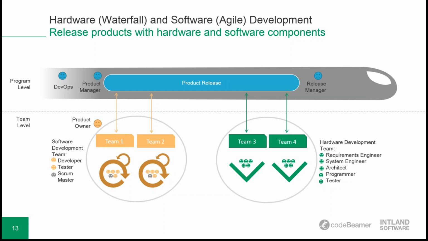The release manager is responsible for product release, and he assists in managing and planning releases for the release train. The software development team consists of developers and testers, and each software development team has a Scrum Master. The product owner is a member of the team and can support many agile teams. He is responsible for defining and prioritizing the team backlog and for the execution of the prioritized program. On the other hand, the Waterfall team consists of requirements engineer, system engineer, architect, programmer, and tester.